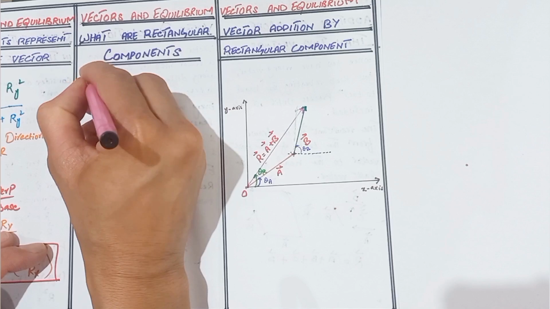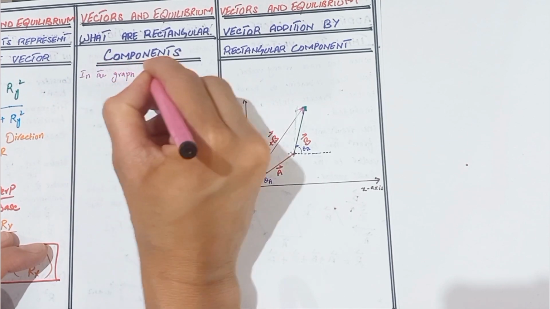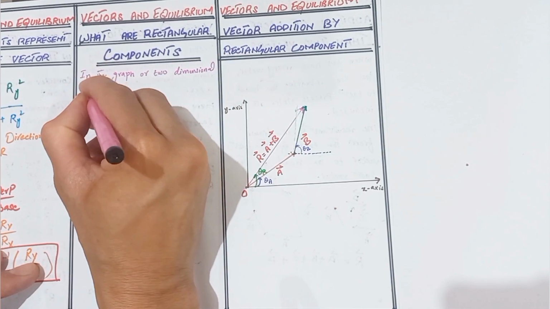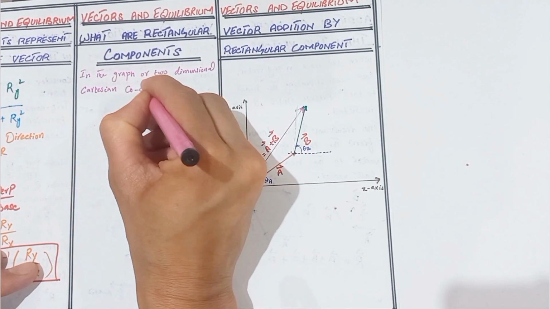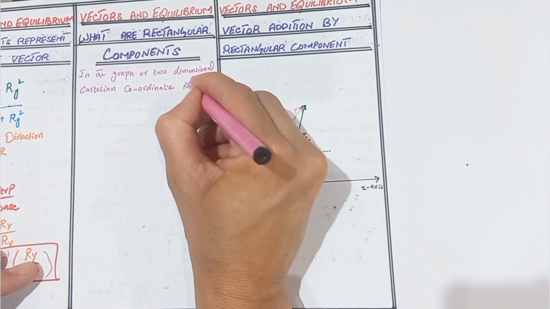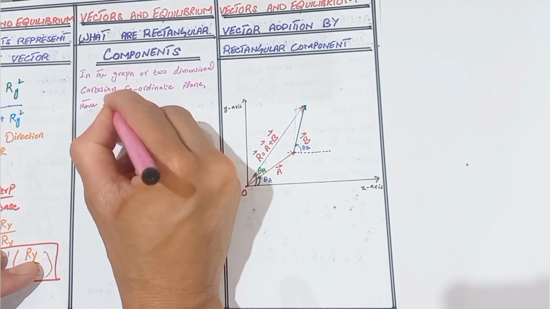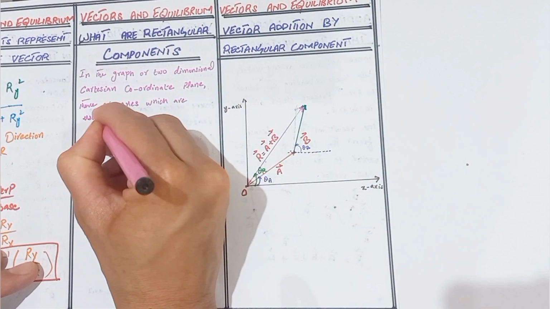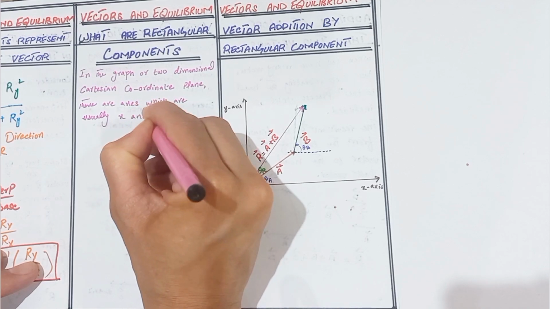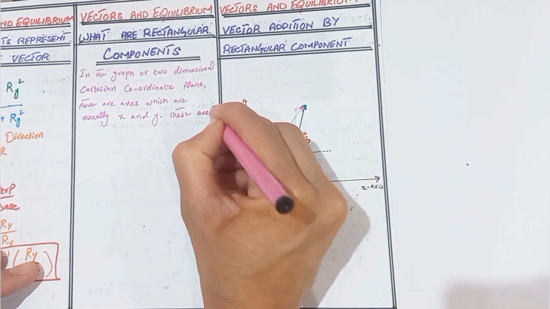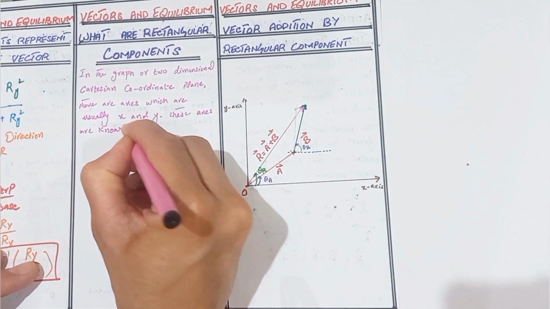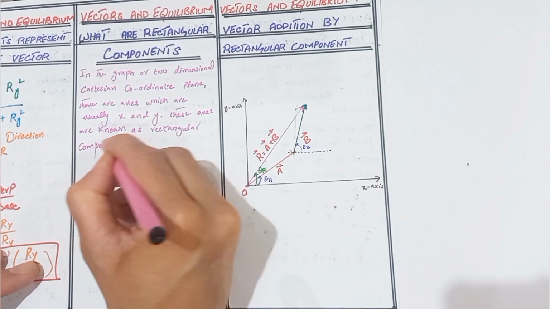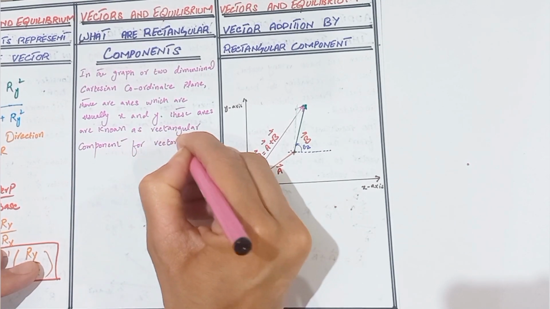Today we discuss the topic: what are the rectangular components? In the graph, or two-dimensional Cartesian coordinate plane, there are axes which are usually x and y. These axes are known as rectangular components for vectors.